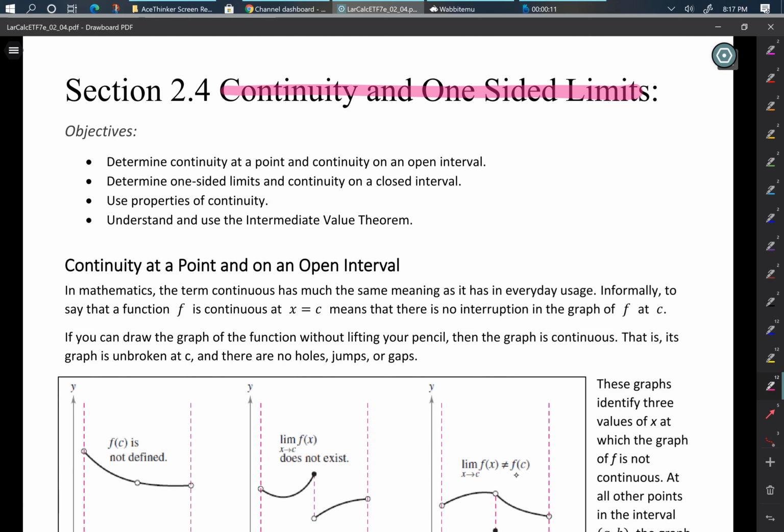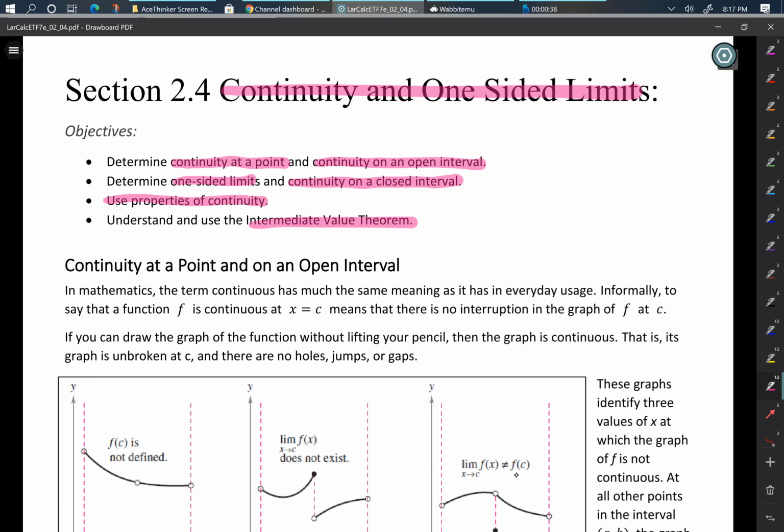Our objectives are to take a look at the idea of continuity at a point and continuity on an open interval. Take a look at some one-sided limits and then use that to talk about continuity on a closed interval. Use properties of continuity, and what we're going to do is say, okay, where is this function continuous based on properties of it? And lastly, understand and use the intermediate value theorem.